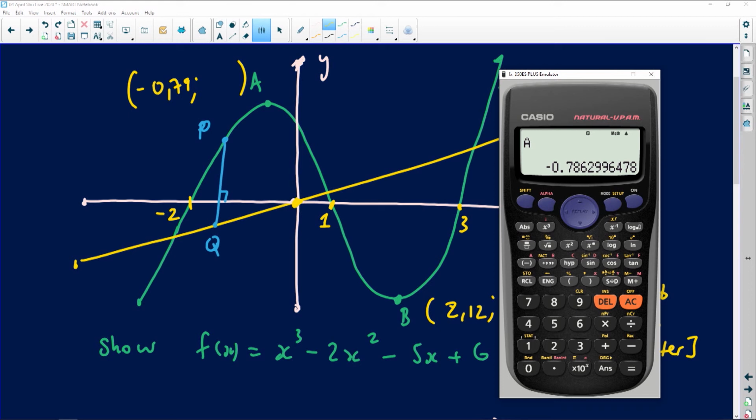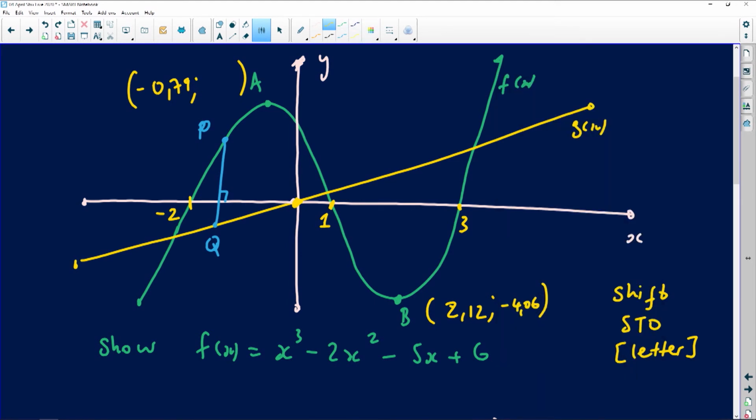So I want to use that and replace it for x in my cubic. I'm going to say alpha A cubed, minus 2 times alpha A squared, minus 5 times alpha A, plus 6. Then you press the equals sign and you end up with 8.2. I'm going to get an answer of 8.20 here. So those will be the coordinates of point A and point B. Beautiful stuff. No complications at all.